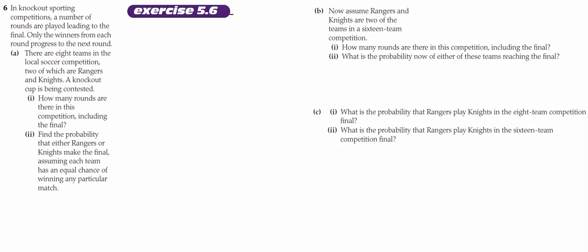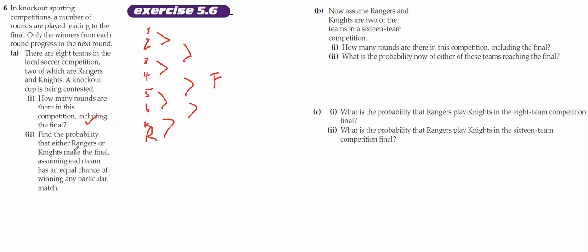So if I've got an 8-team competition, then I would have 1 versus 2, 3 versus 4, 5 versus 6, and Knights versus Rangers. I'll call them 7 and 8. So that's round 1, which will get you down to 4 teams. Round 2 will get you down to 2 teams. So round 3 will be your final. So a 3-round competition.